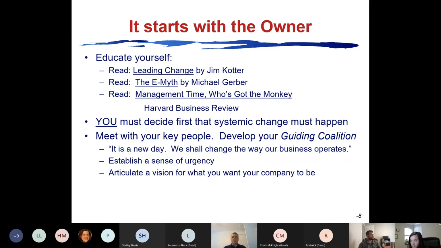And you say things to that group. You say, it is a new day. We shall change the way our business operates. You, as the owner, must establish a sense of urgency. This isn't something that we can let happen over the next 5 years. We've got to do it now. We need some improvement now. We need to rethink the way we do what we do so that we can achieve some phenomenal improvement quickly. And we will all benefit from that when we do so. Don't make it only about you, and certainly not about the profitability only of the company. It's about the quality of life for all who work there too.